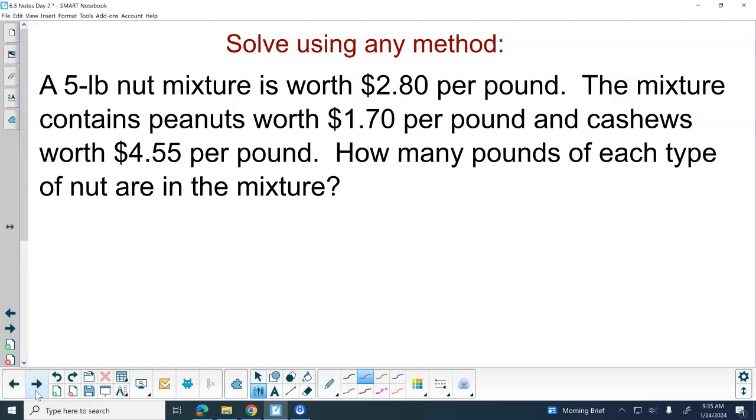Just because it's Wacky Wednesday, let's do a word problem. A 5-pound nut mixture is worth $2.80 per pound. The mixture contains peanuts worth $1.70 per pound and cashews worth $4.55 per pound. How many pounds of each type of nut are in the mixture?